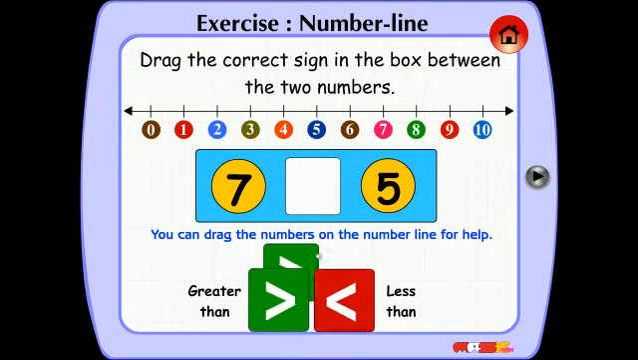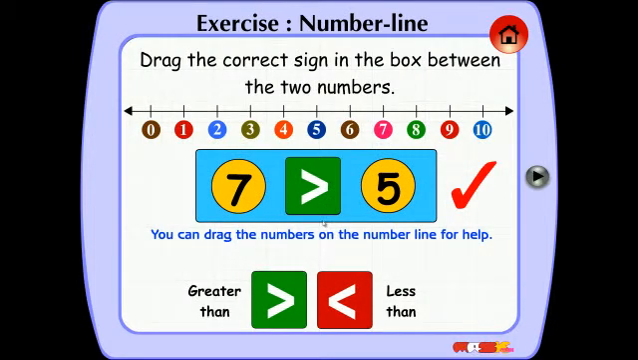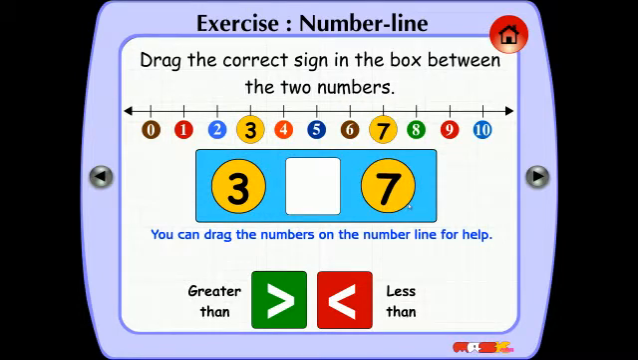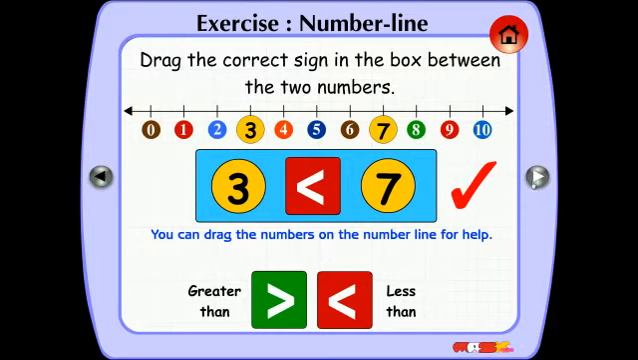Drag the correct sign. Correct. Number 7 is greater than 5. Exactly. Number 7 is greater than number 3.